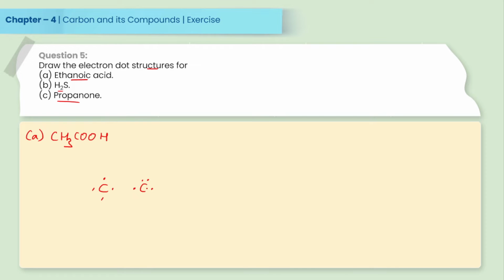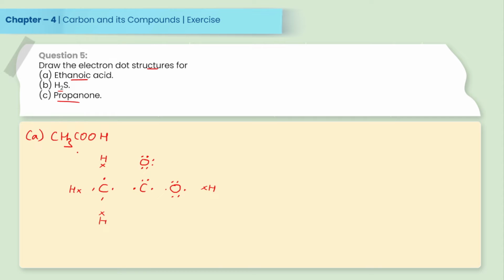The first carbon atom will be bonded with 3 hydrogen atoms via single bond. So this is the first hydrogen atom with 1 electron in the outermost shell, and these are the other 2 hydrogen atoms with 1 electron in their outermost shells. The second carbon atom is bonded to oxygen via a double bond. So this is the first oxygen atom with 6 electrons in the outermost shell. This is the second oxygen atom with 6 electrons in the outermost shell. And this oxygen atom will be bonded to one hydrogen atom with 1 electron in the outermost shell.